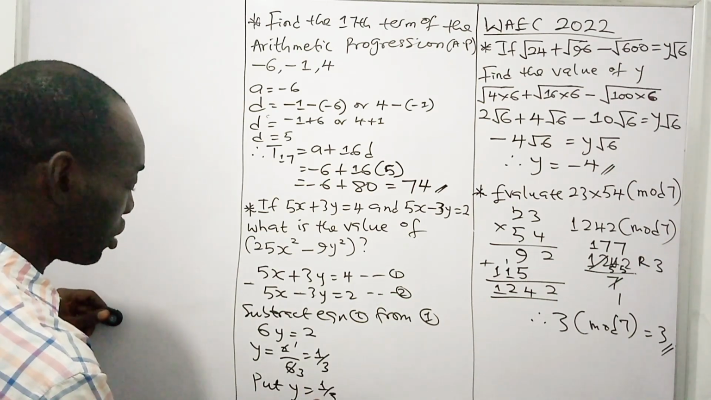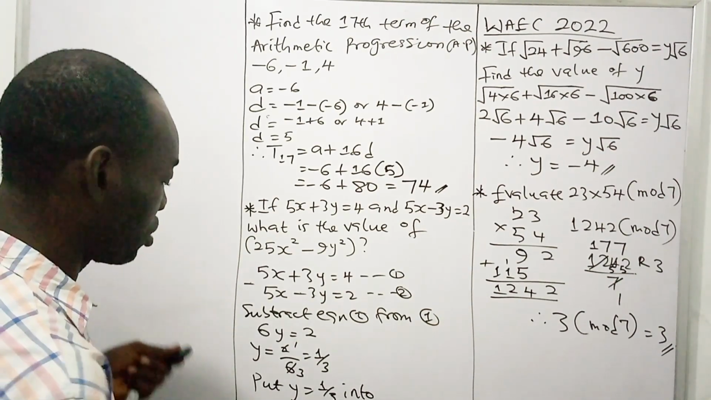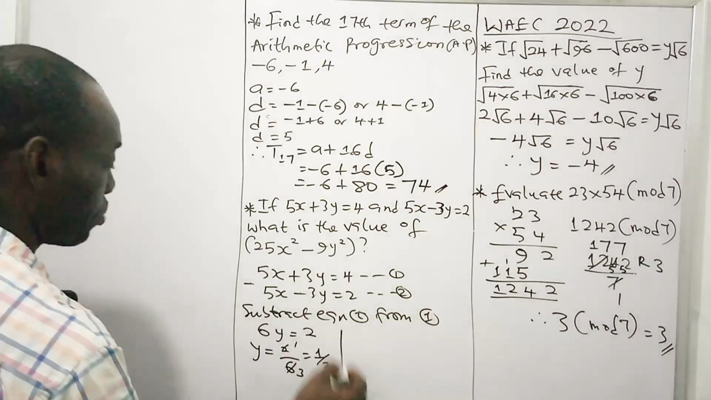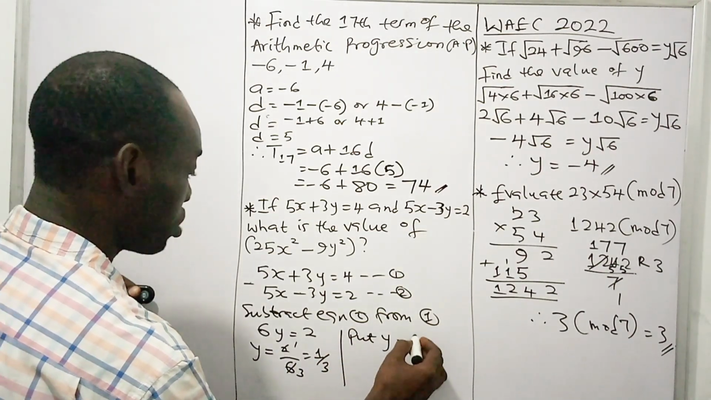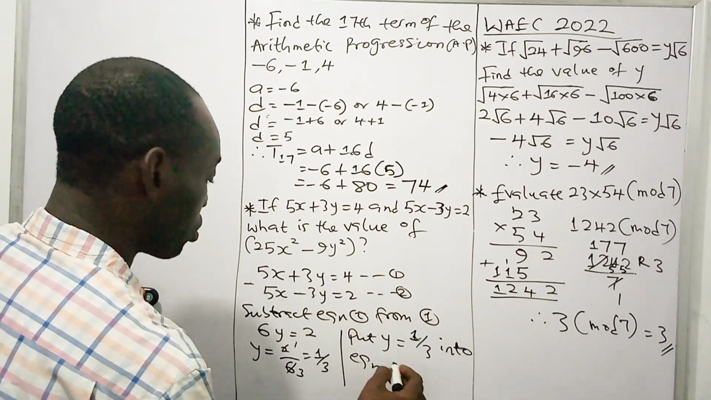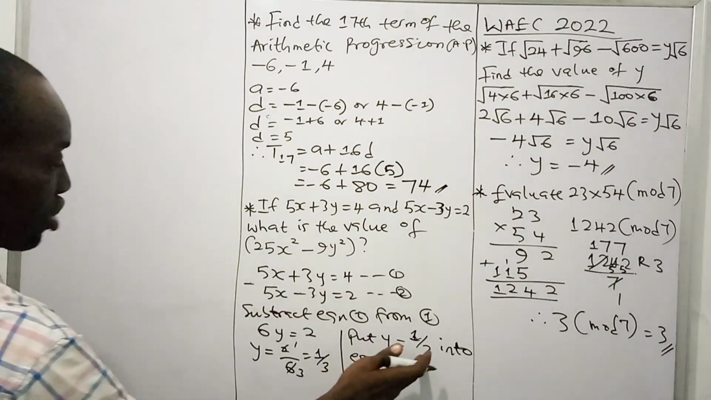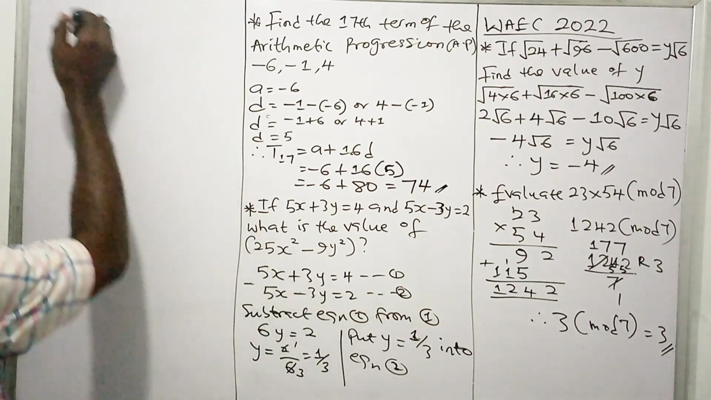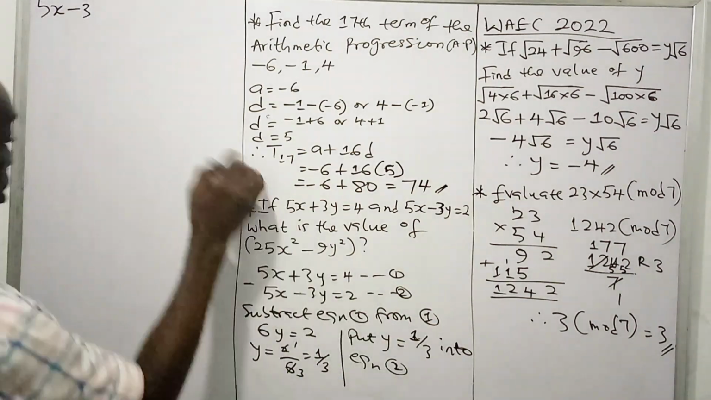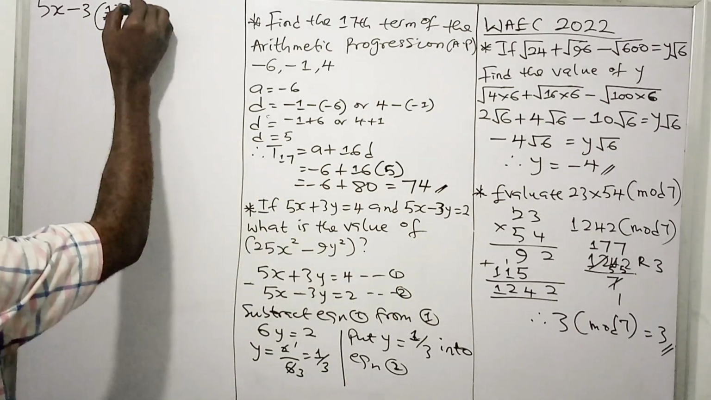Now, here we'll go ahead and say, okay, put y equals 1 over 3 into equation 2. You can put it into any of the equations in order to get the corresponding value of x. So we are substituting the value of y as 1 over 3 now into equation 2. That gives us what? 5x minus 3. The value of y now is what? Is 1 over 3. So the 3 is multiplying that. Then we have 2 on the right hand side.